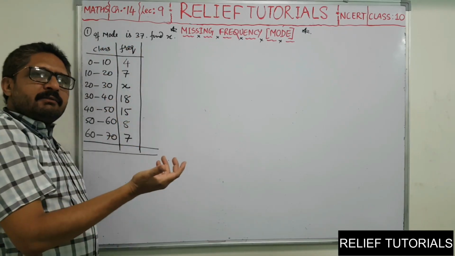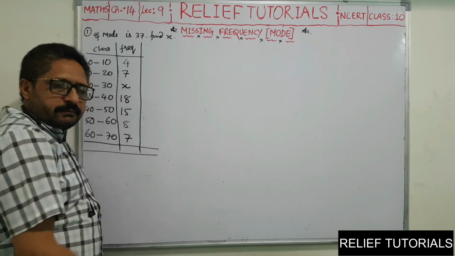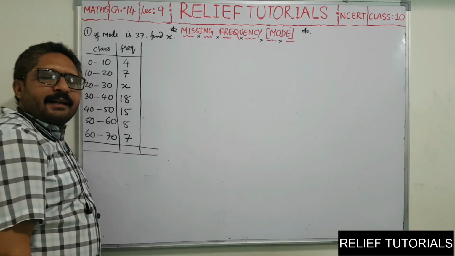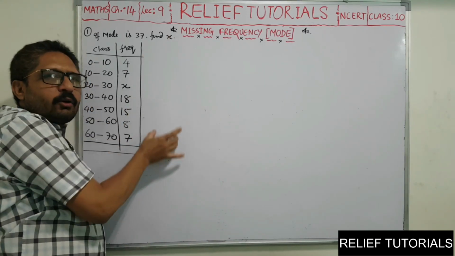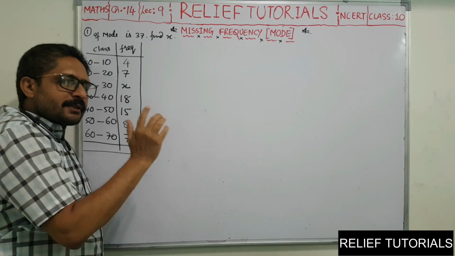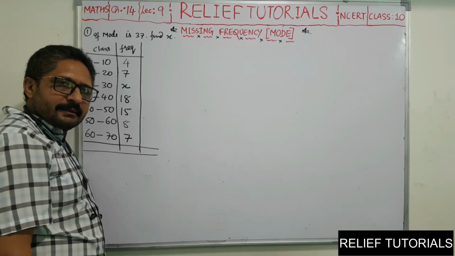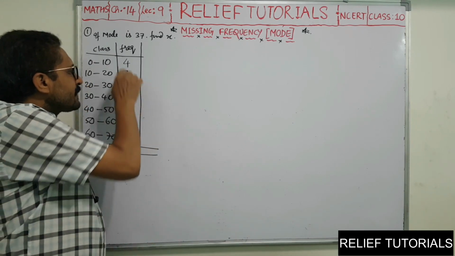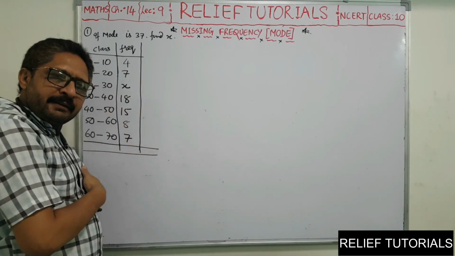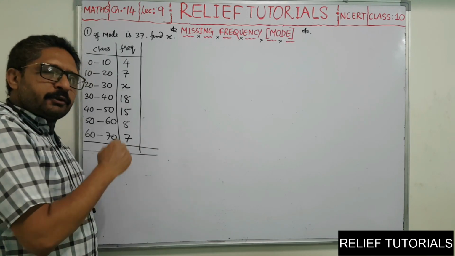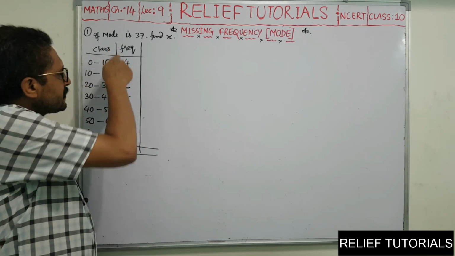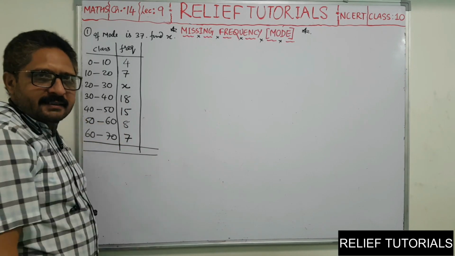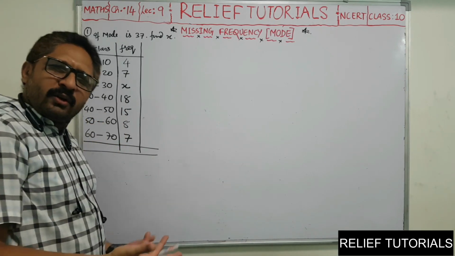So when mode is given, you should try to find the mode. And you know that while calculating mode, you don't require any column. So first of all, we will find the modal class. Here no need to worry. We have seen in the previous lectures, when frequency was given, if you want to find the modal class, the highest frequency gives the modal class. Clear? But here already mode is given.